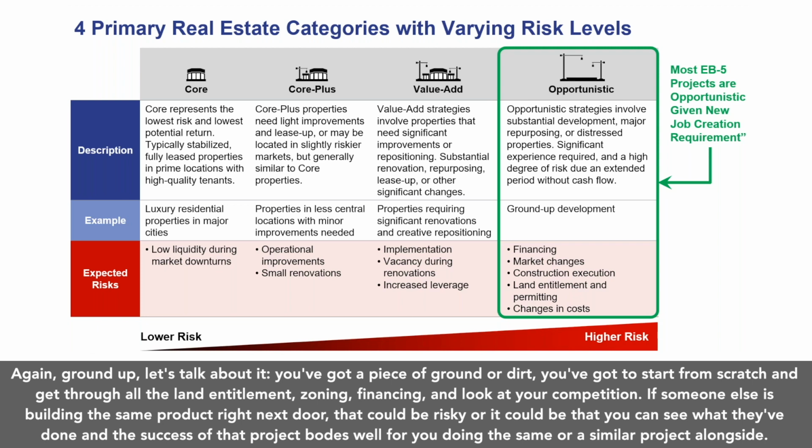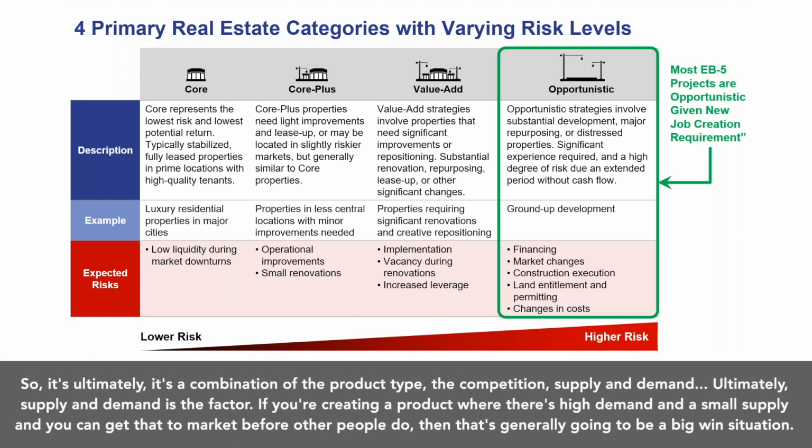You've got a piece of ground or dirt, you've got to start from scratch and get through all the land entitlement, zoning, financing, and look at your competition. If someone else is building the same product right next door, that could be risky, or it could be that you can see what they've done and the success of that project bodes well for you doing the same or a similar project alongside. So ultimately, it's a combination of the product type, the competition, it's supply and demand. Ultimately, supply and demand is the factor.